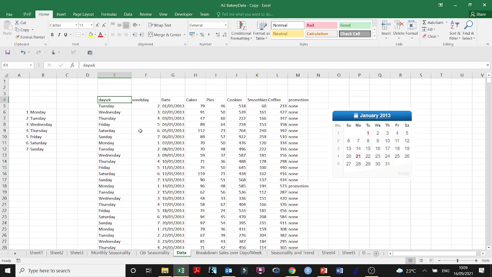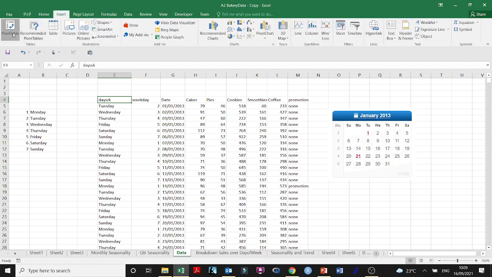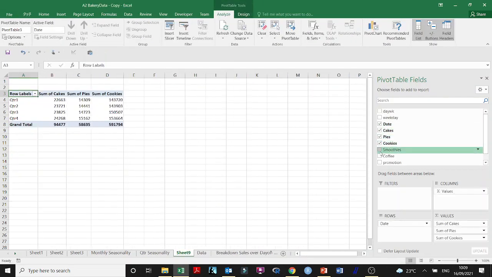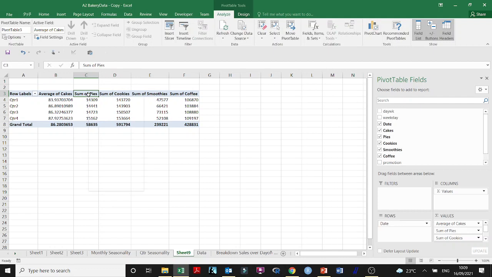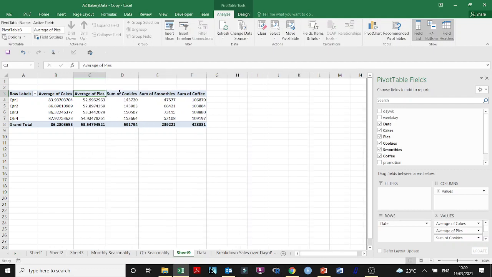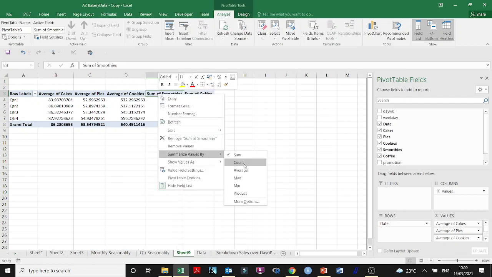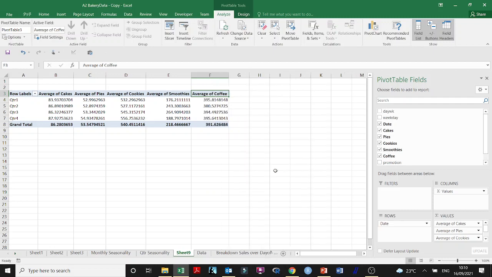Now, let's talk about something else in marketing. We call it a trend. Oh, what's the difference? I'll tell you what's the difference. Let's start with the pivot table first, and then I'll show you the difference. Exactly the same: date, cakes, pies, cookies, smoothies, coffee. Oh my God, this is the best part about flip learning. You can just do this and pause me or just move forward. Okay, so now we have it.